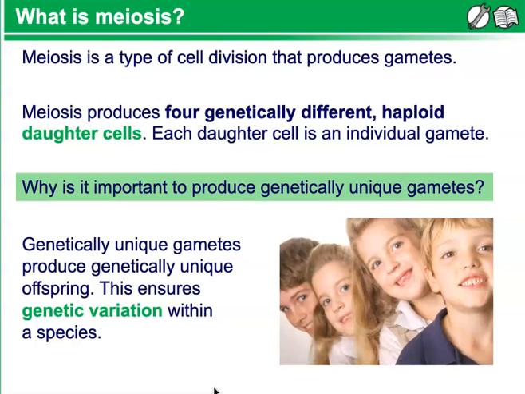A daughter cell is the term used to describe the new cells produced when a cell, the parent cell, undergoes cell division. Daughter cells are produced in mitosis and meiosis.